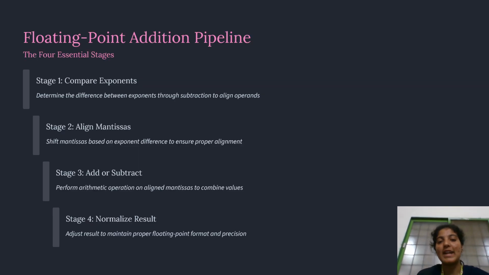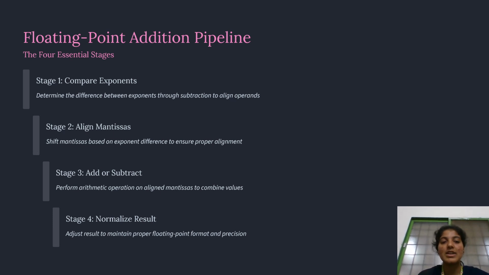Here, the floating point addition pipeline. There are four stages. In the first stage, compare exponents. Second stage, align mantissas. And in the third stage, add or subtract based on the problem. And the fourth stage is to normalize the result.